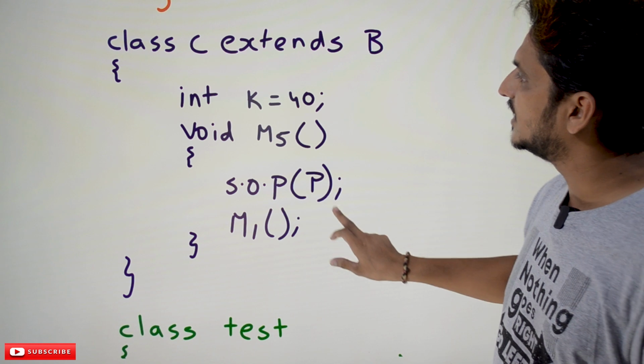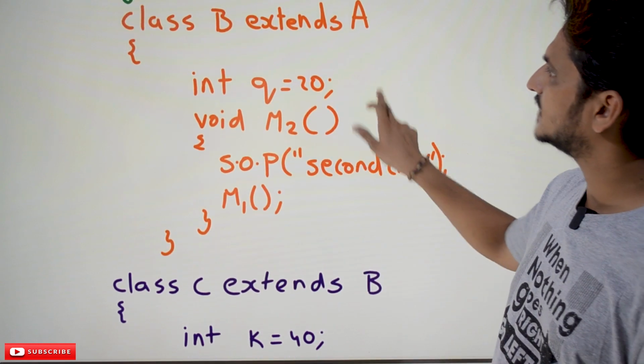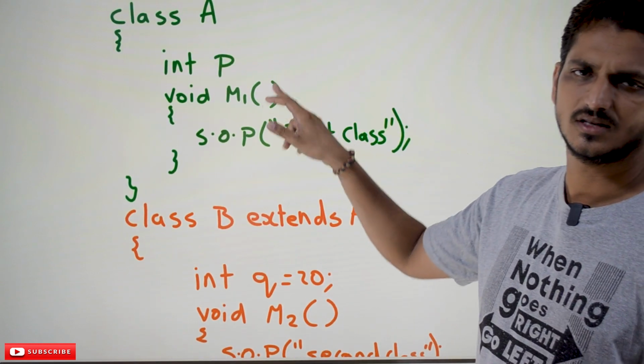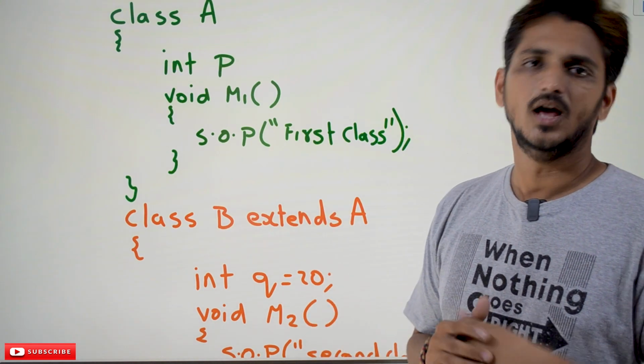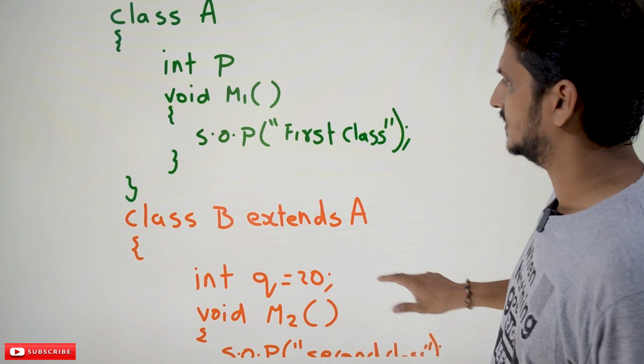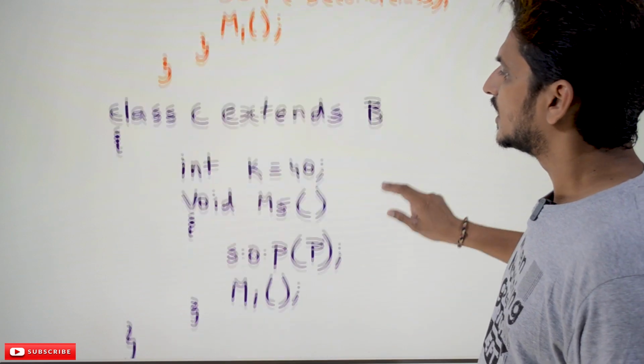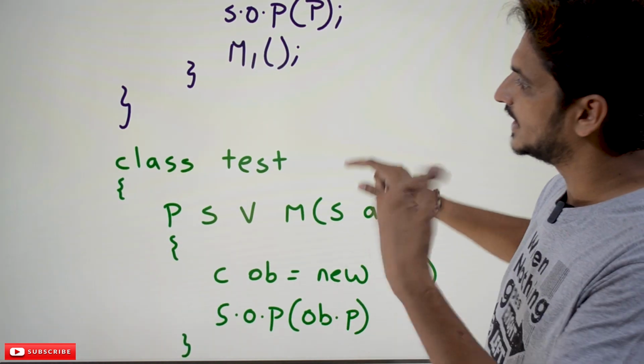This we call the child class. This is the parent class. This is the grandparent class. Different naming is given in different textbooks. You can follow any of the naming methodologies. Now this is multi-level inheritance.